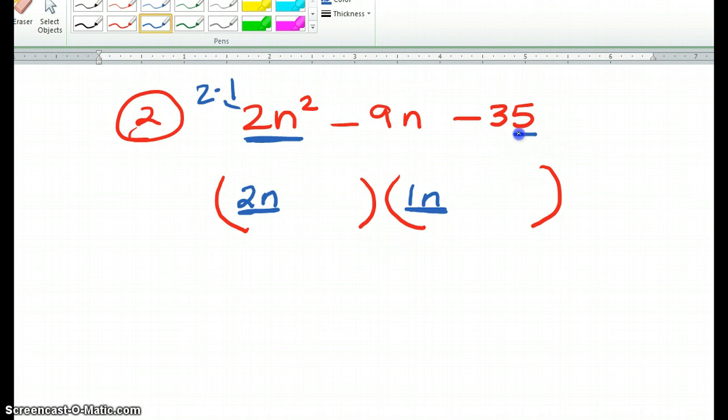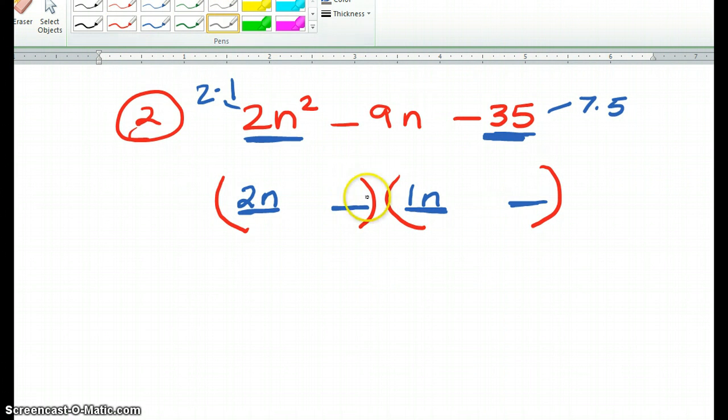Okay, then we want to get our last term, right? And that's achieved by multiplying this term by that term. 35, right? The most common way is 7 times 5. So that's the most usual way of multiplying it, so that's what we're going to stick with. You don't have to use 7 times 5. You can use 35 times 1. And if there are any other options, you can use those as well.